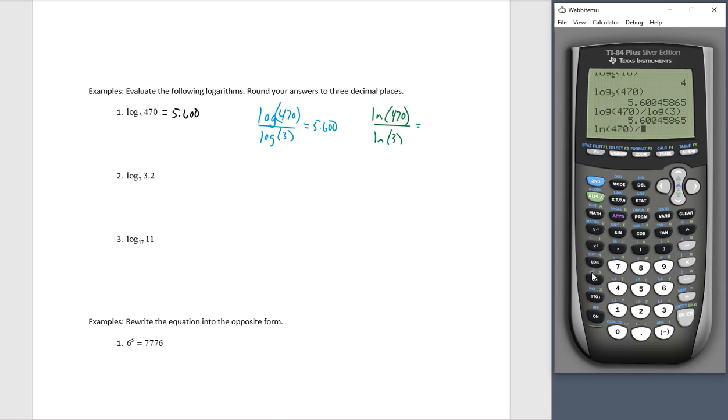Divide that by the natural log of 3. And I get the exact same answer. All right, that's fantastic. So the change of base formula allows us to use any base. And for that reason, this natural log form is usually my go-to.